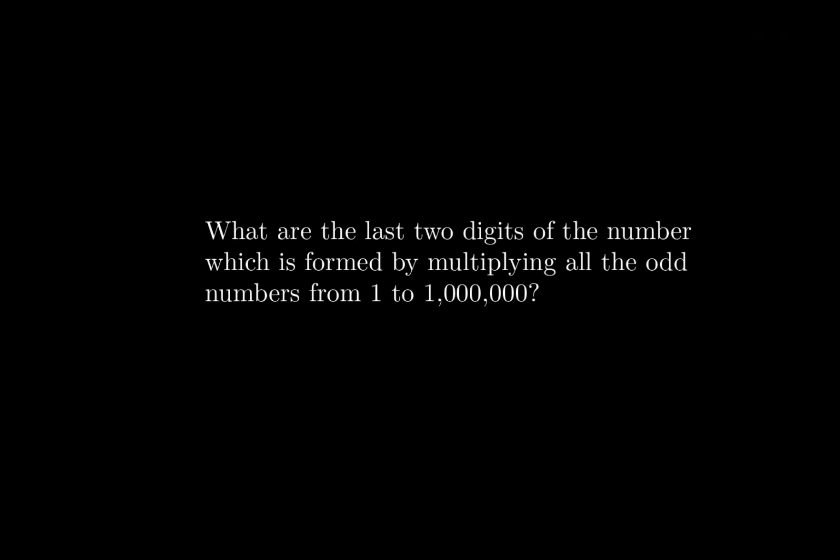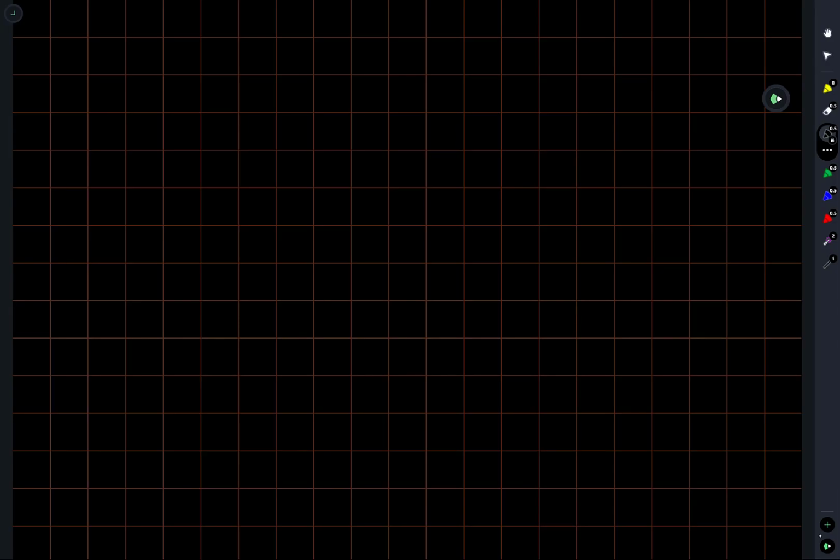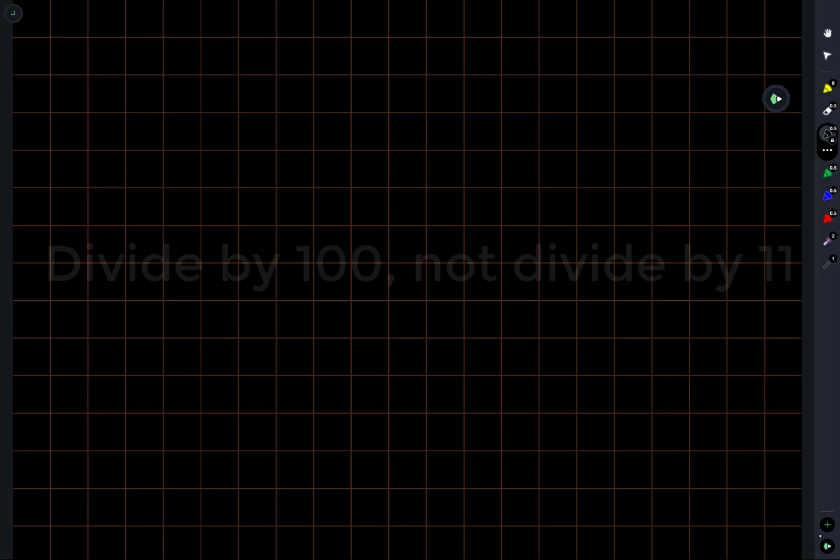Hello everyone. In this video, we're going to take a look at the solution to this problem. What are the last two digits of the number which is formed by multiplying all the odd numbers from 1 to 1,000,000? So the first thing we're going to do is compute the product of a sequence of odd numbers and then compute its remainder when we divide by 100.